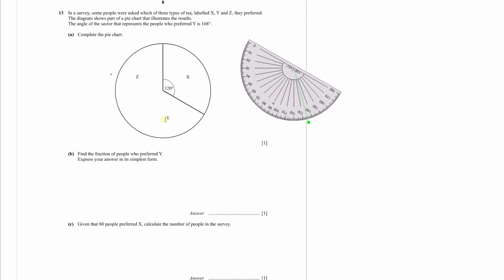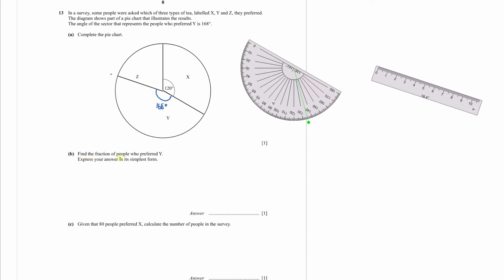Since it is already labeled Y here, that's why we calculated the angle from this side. And this sector is Z, that's why we did not calculate the angle from this line here. So we have now marked the angle 168 degrees. Now we can use our ruler here to draw the sector. So this will be our sector for Y, and this angle here is 168 degrees.